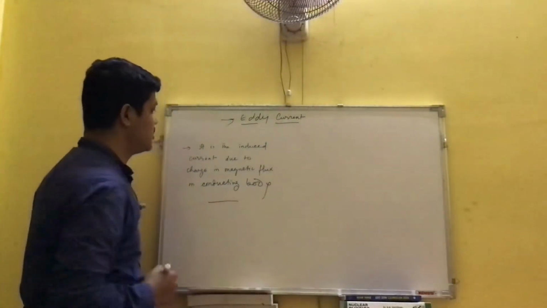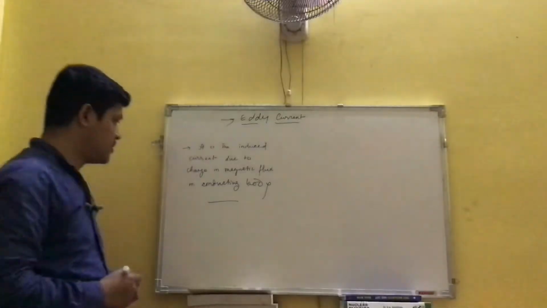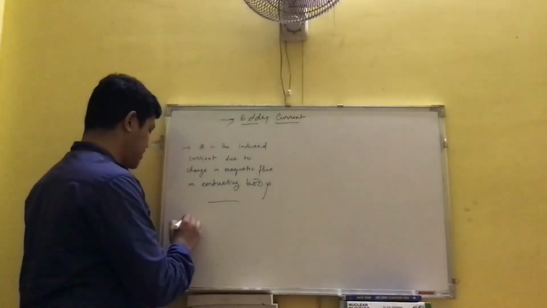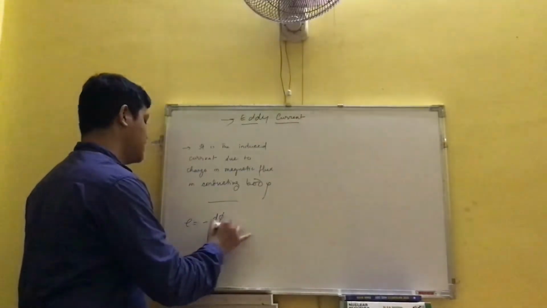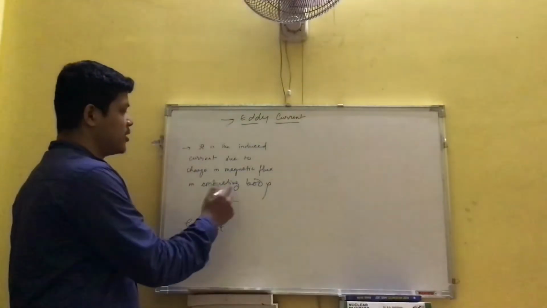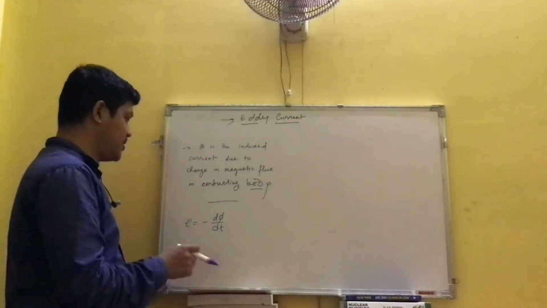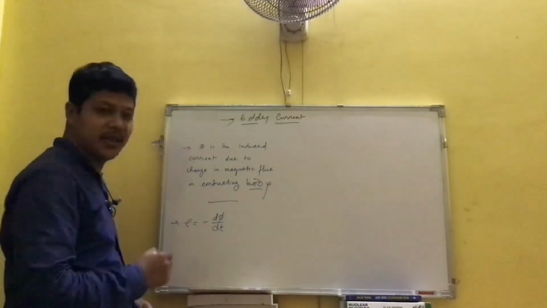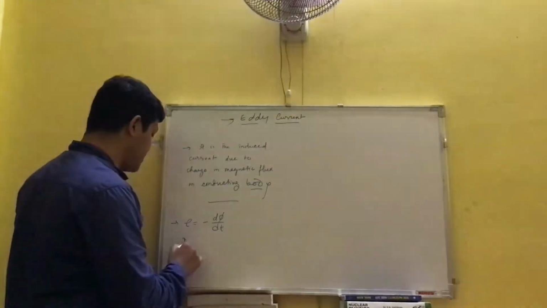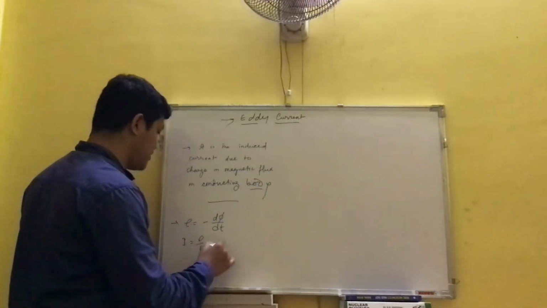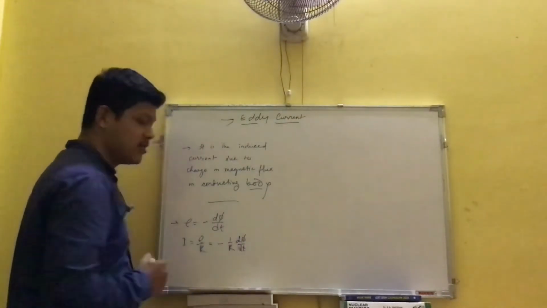So this is called eddy current, right? Now, the induced current in this case is also given by E equals minus dφ/dt. When we say body, there is no number of turns, that's why we can directly write E equals minus dφ/dt. This is the induced EMF, and current will be given by I equals E by R, that's going to be minus 1 by R into dφ/dt, right?